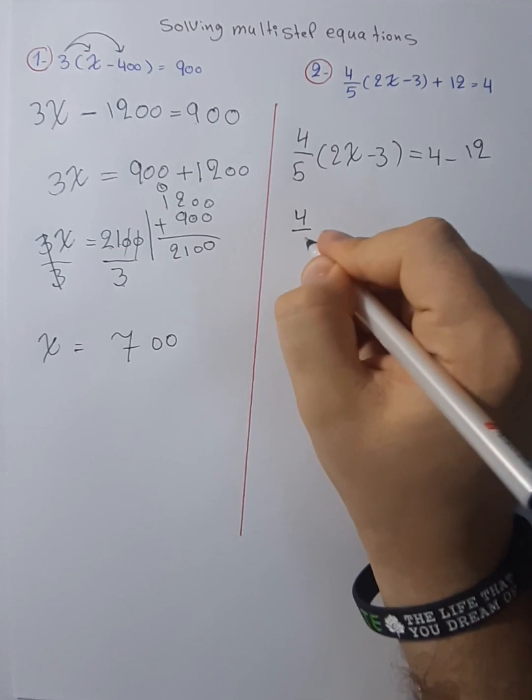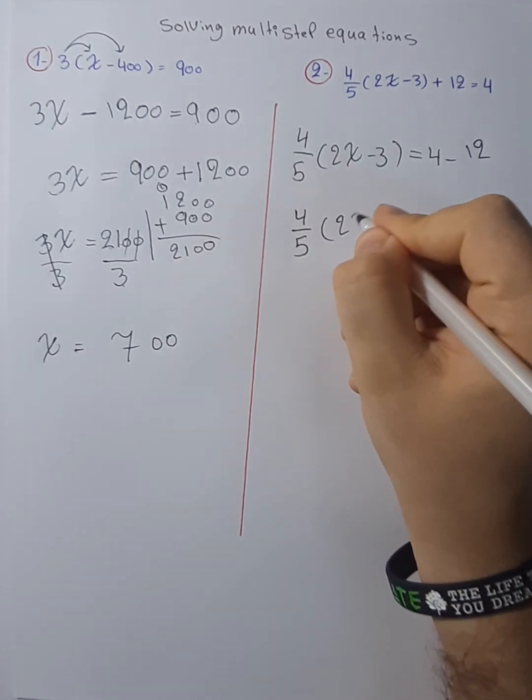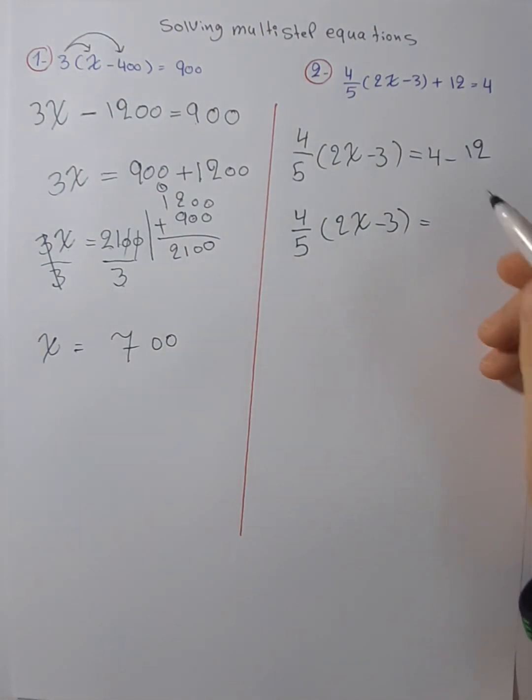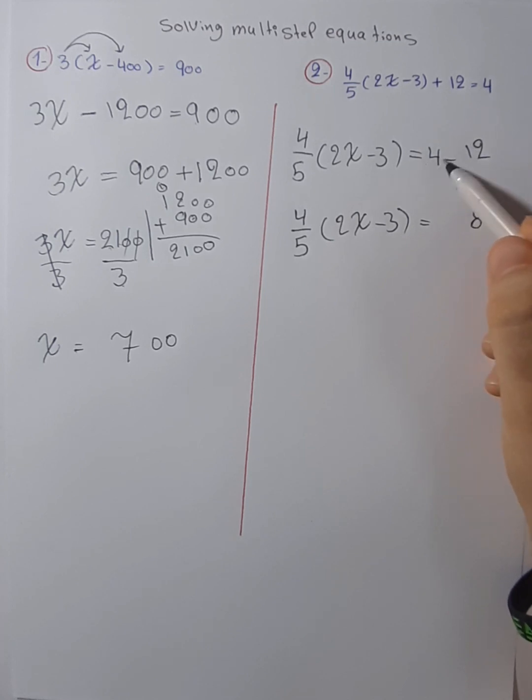4 out of 5, 2x minus 3 equal to, plus times minus equal to minus, so you have to subtract these two numbers. 12 minus 4 equal to 8, and then we have to write the sign of the large number. The large number is 12, and 12 is negative. You have to write negative 8.